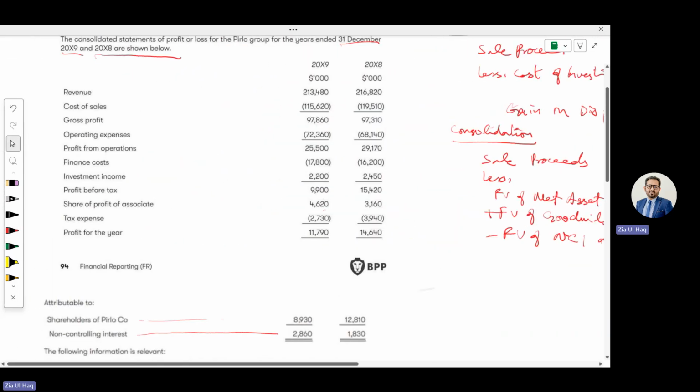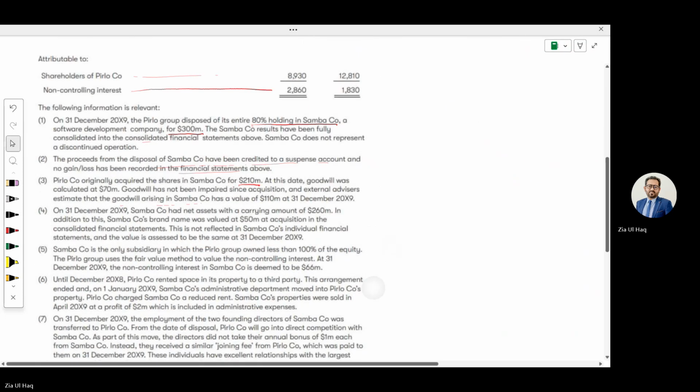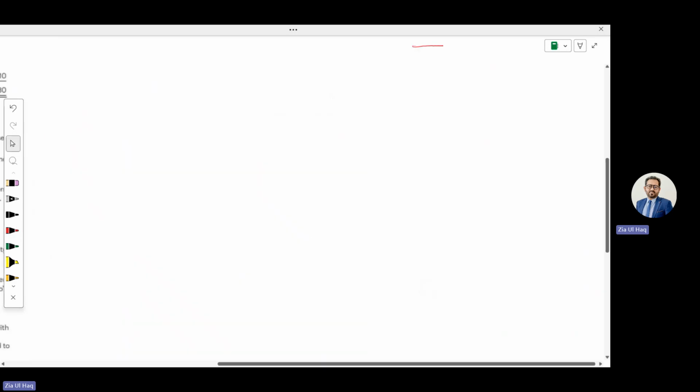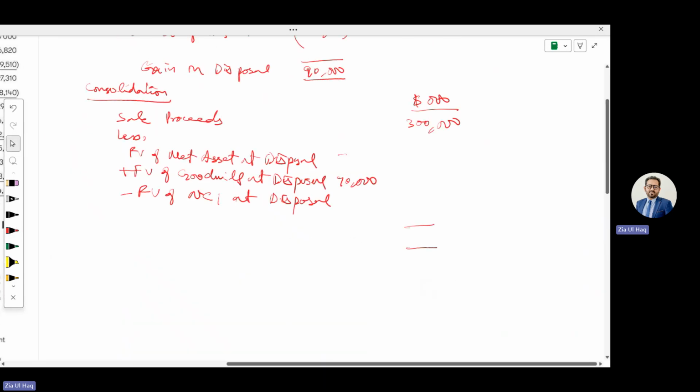So let's move forward. Okay, Samba company has a value of 31st December. On 31st December 2009, Samba company had net assets with a carrying amount of 260 million, in carrying value of fair value of net assets at disposal. That is what? 260 million. So we got this figure as well, 260 million.